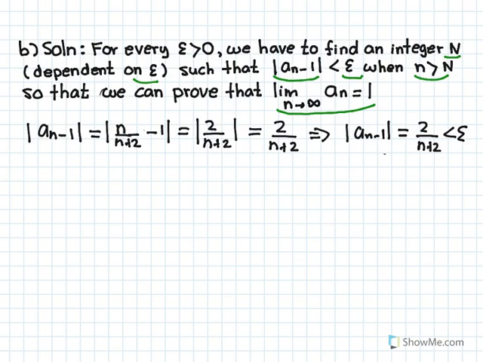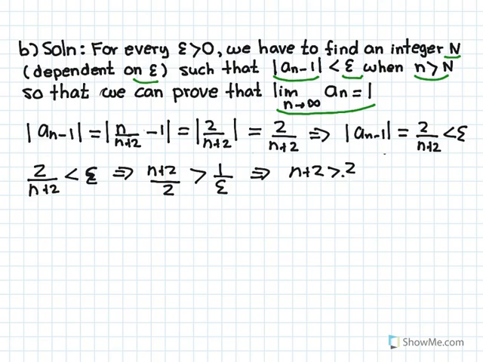We're going to solve this inequality for n, much like we did in the previous question, except in that case we had a fixed value for epsilon of 0.03. Now it's just an arbitrary number, epsilon. So we have 2 divided by n plus 2 is less than epsilon. Flip both sides, we get n plus 2 divided by 2 larger than 1 over epsilon, and we get n plus 2 larger than 2 over epsilon. Solving for n, we get n is bigger than 2 over epsilon minus 2.